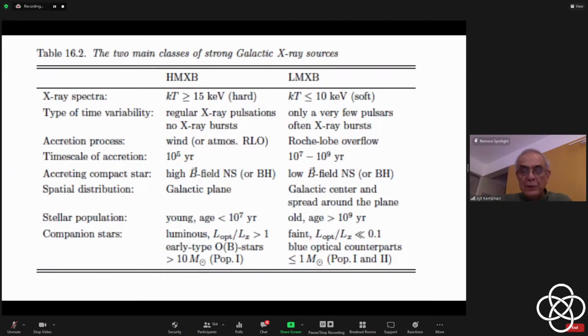And if you can argue that the observed mass is significantly more than 3 solar masses, because there are large error bars, then you know that it cannot be a neutron star, it cannot be a white dwarf, and the only other compact object that we know is a black hole. There could be things like strange stars, etc., which people work on.